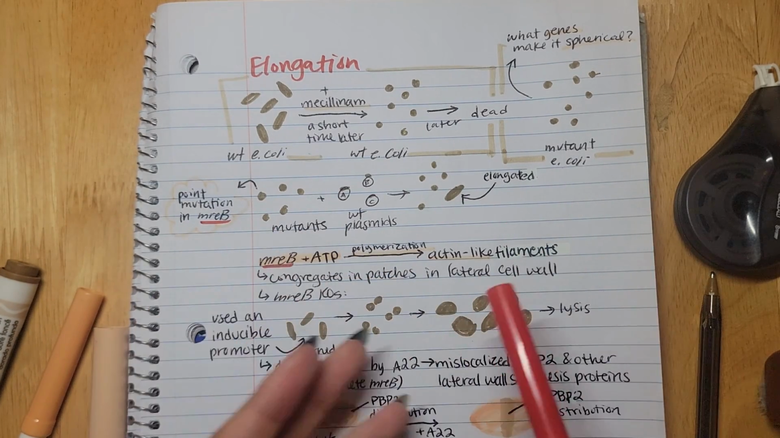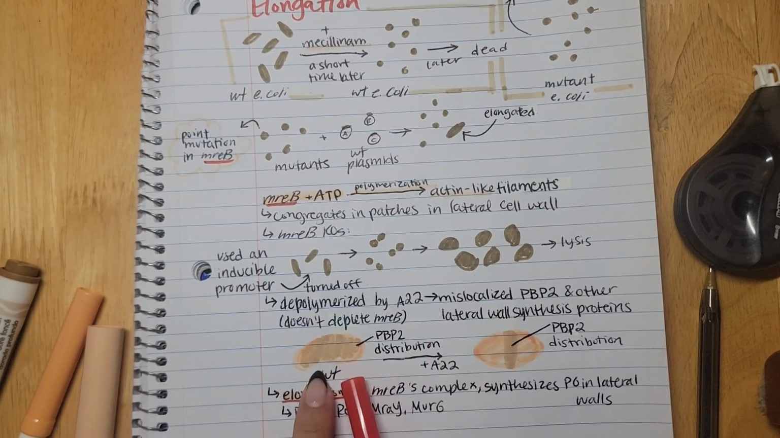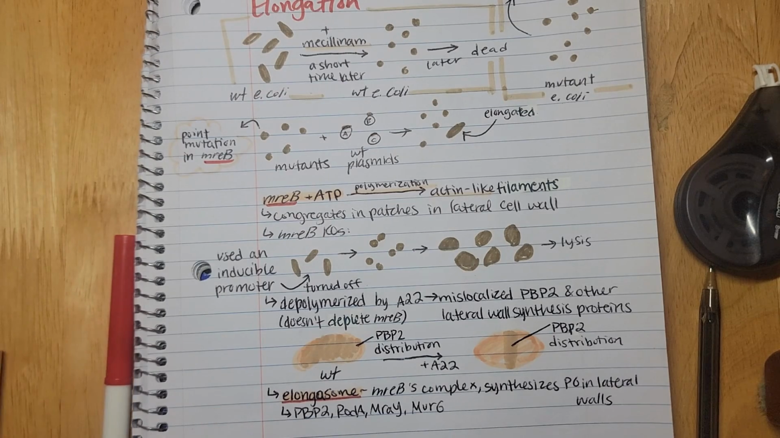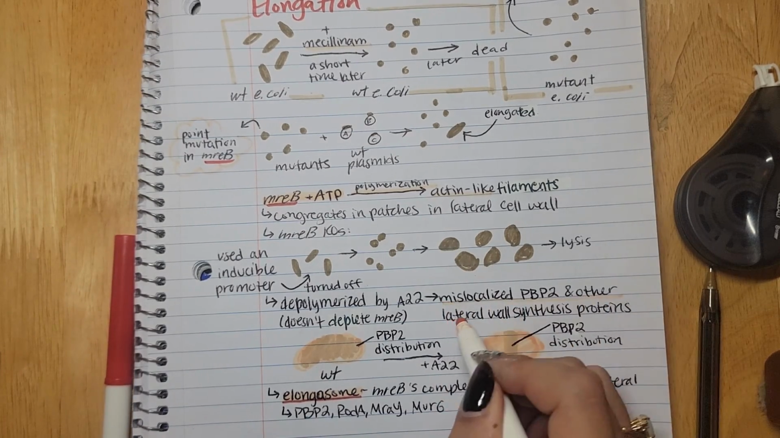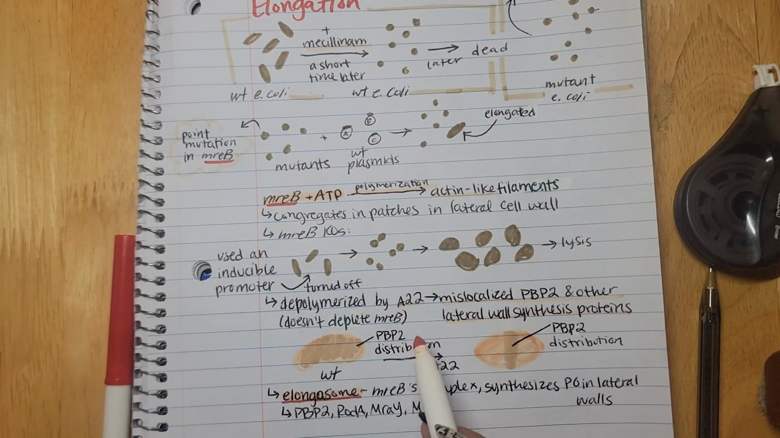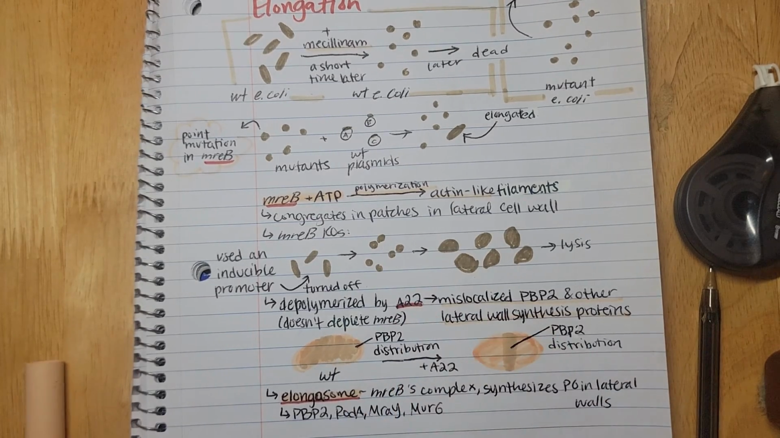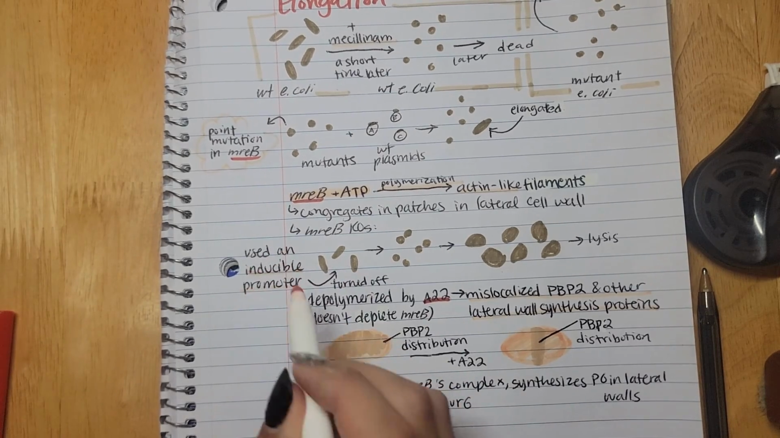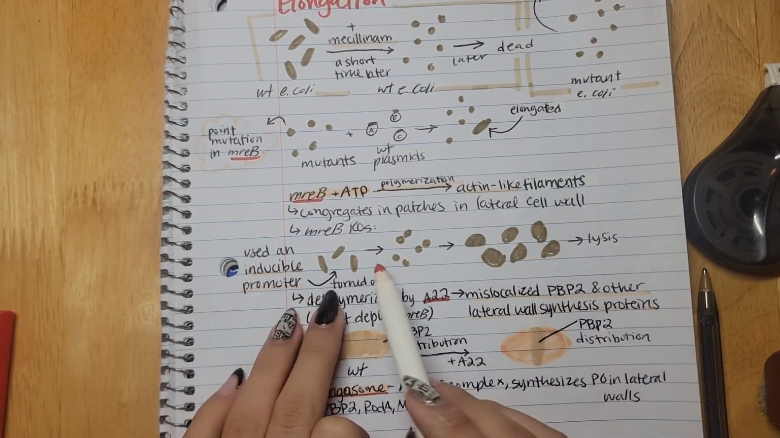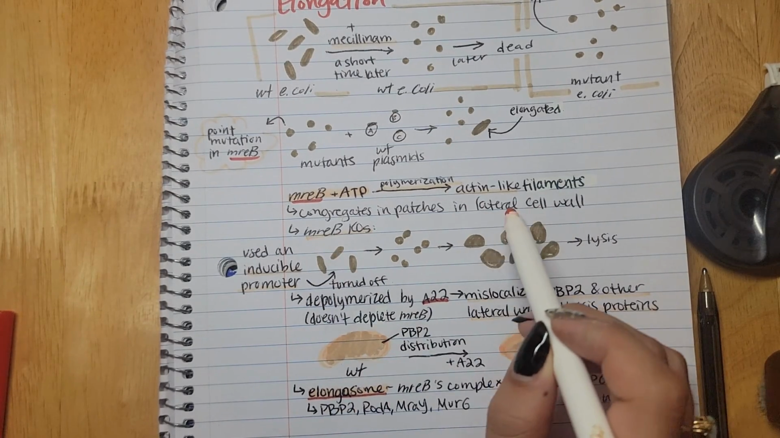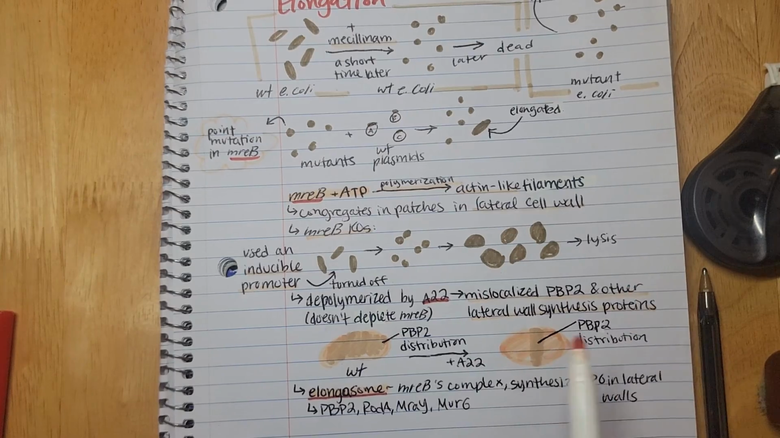which makes an actin-like filament, and that's important for directing PBP2 and other lateral wall proteins to be in the right place. And that was figured out by MreB being depolymerized by A22. Oh, and we also saw by using an inducible promoter that it was important: the MreB knockouts did not survive. It was something to do with the lateral cell wall generation.